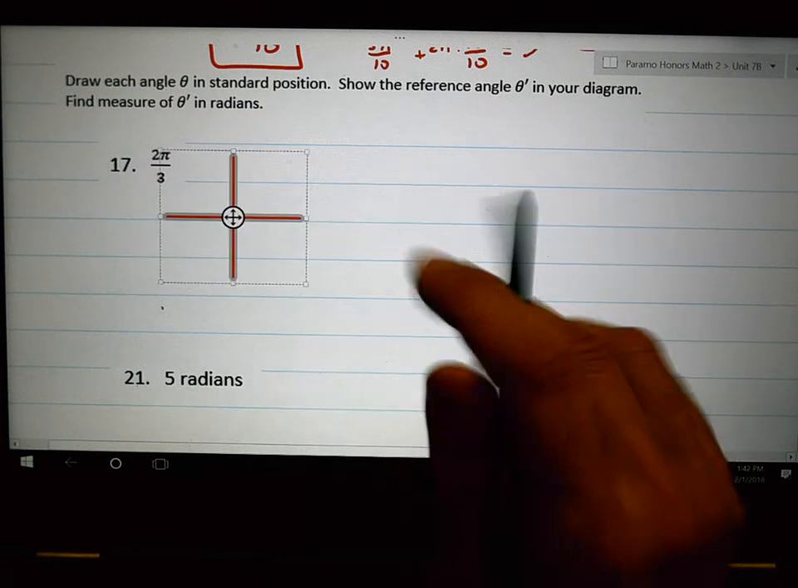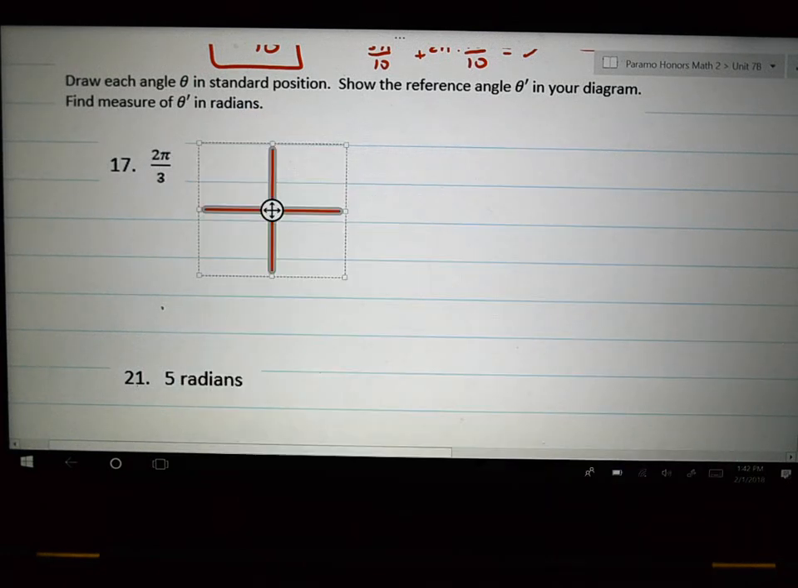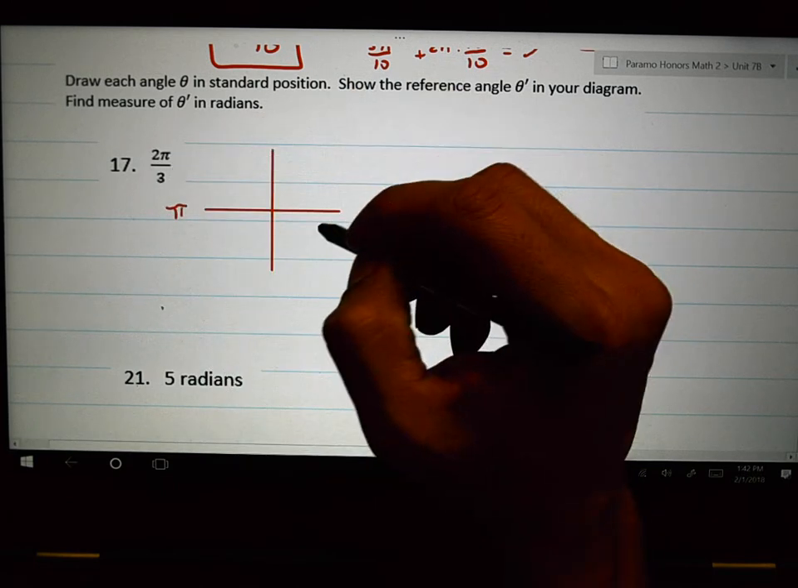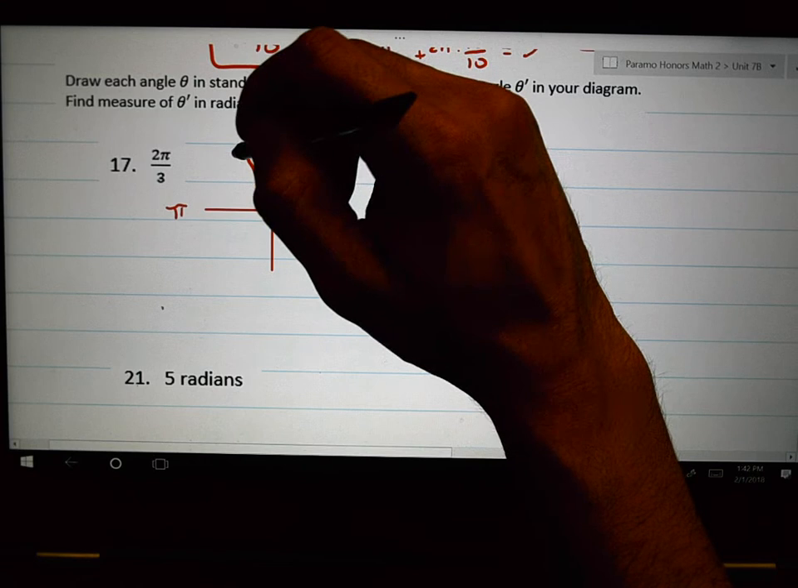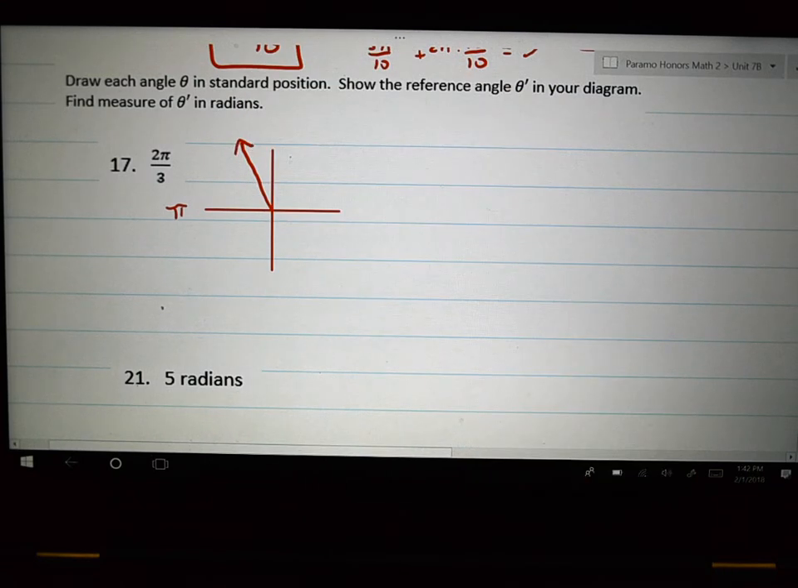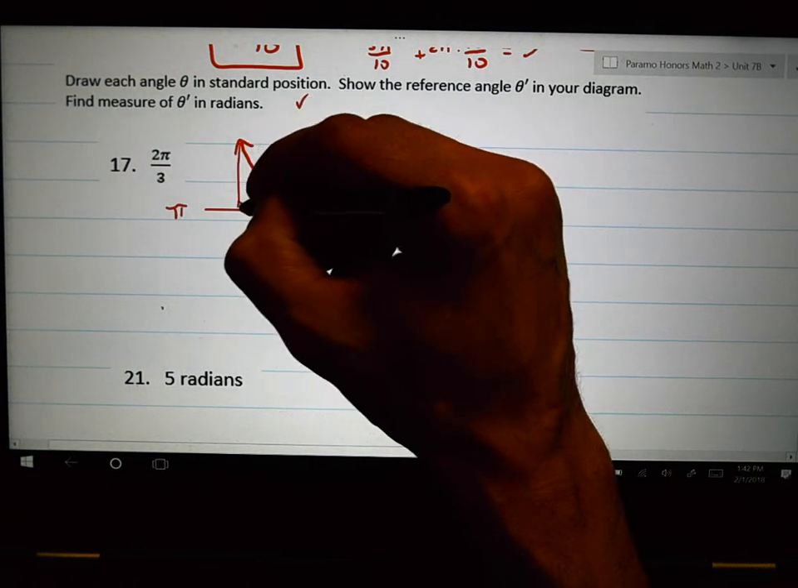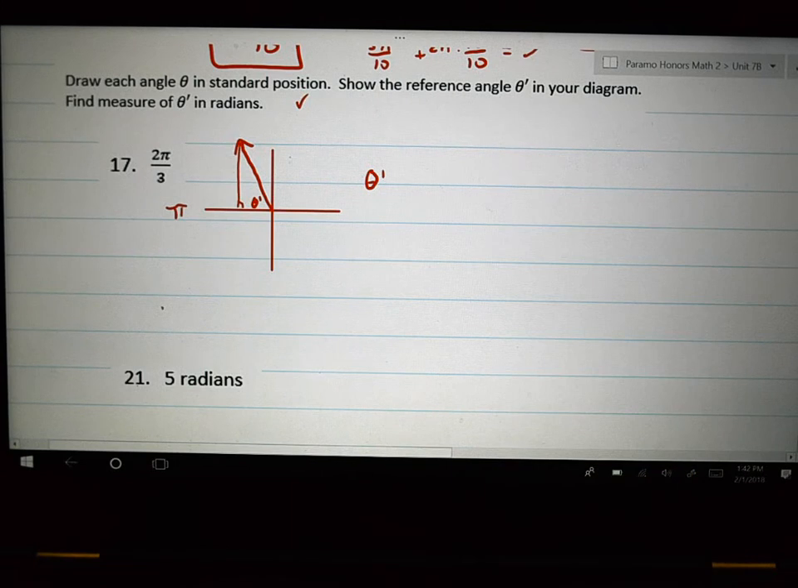So start off with my x-axis and y-axis. 2 pi over 3 is in quadrant 2, 2/3 of a pi. I know where pi is. Pi is over here. 2/3 of it will be right about there. Draw each angle in standard position. Boom. Check. I've done it. Show the reference angle theta prime. This is theta prime, the angle formed to the x-axis. We're going to have to figure out what theta prime is. What's the measure of theta prime in radians?